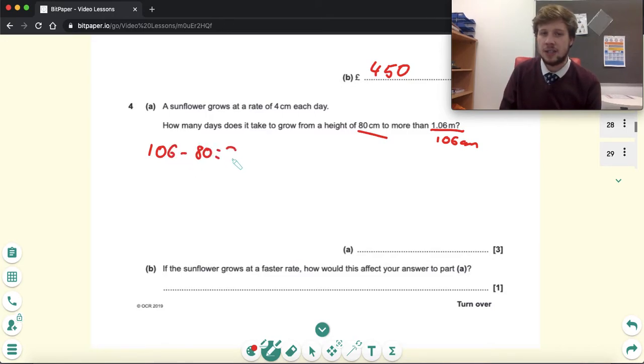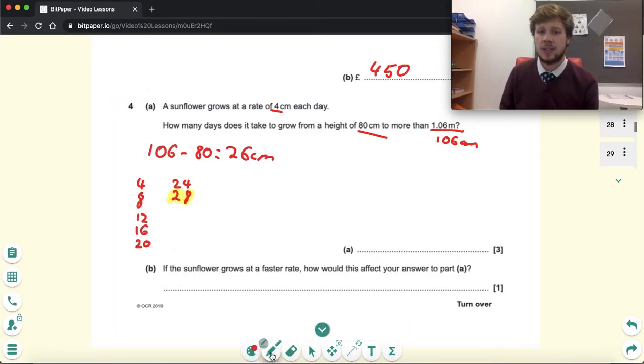106 take away 80 is 26. So therefore it has grown 26 centimeters. It does 4 centimeters a day. So therefore I'm just going to go up on my 4s as a table. So that's 1 day, 2 days, 3 days, so on, 4 days, 5 days, 6 days, 7 days. The first time that it goes above 26 is this value of 28, which corresponds to 7 days.